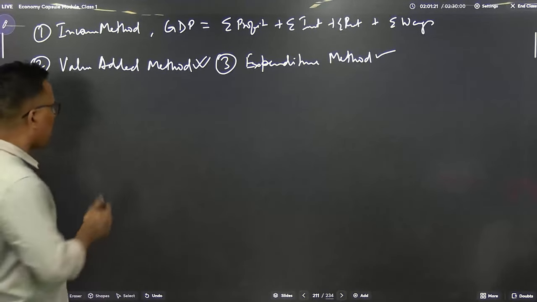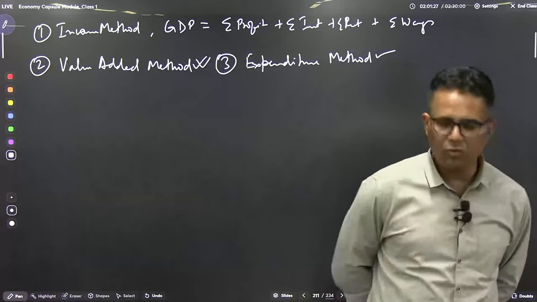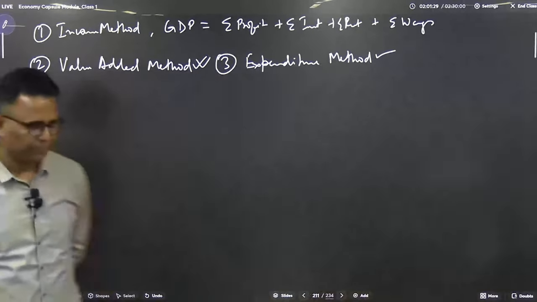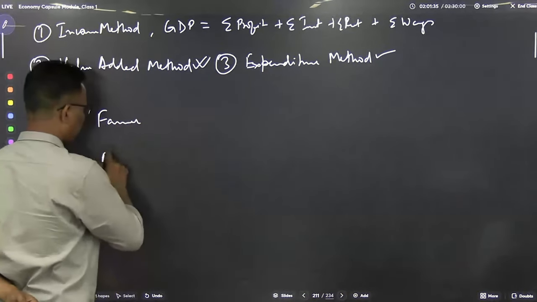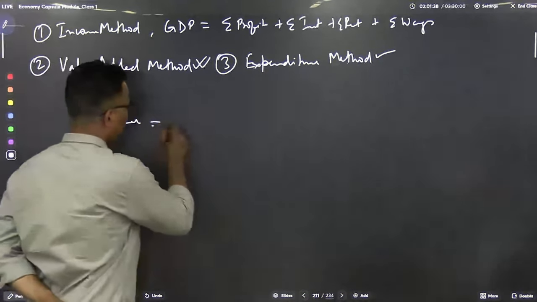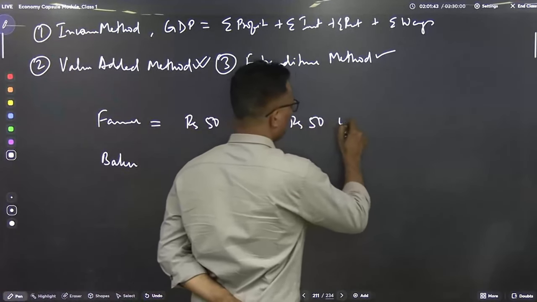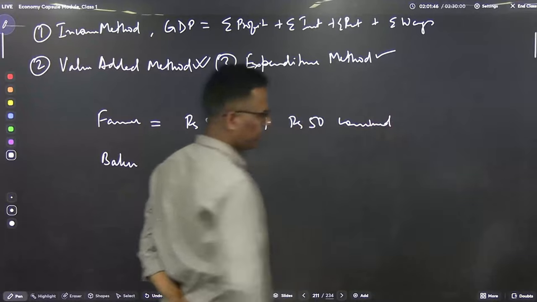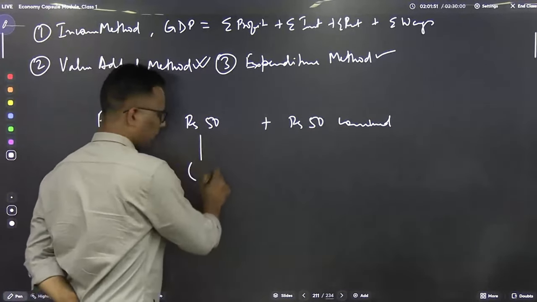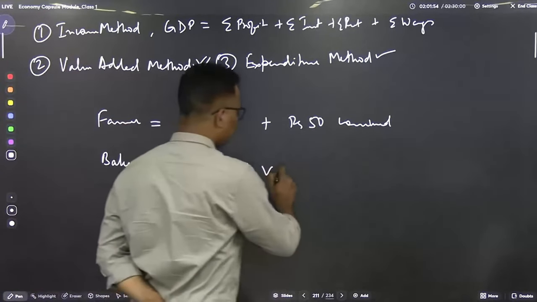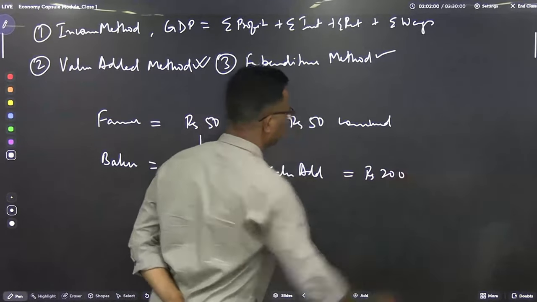In value added method, how we calculate GDP? We do the value addition of all firms. Let's say there is a farmer and baker. Board pe dekho, farmer and baker. Farmer produced wheat worth rupees 100, 50 he sold and rupees 50 he consumed. 50 rupees wheat he sold to the baker. Baker took this 50 rupees wheat, did some value addition, and sold the bread in rupees 200.